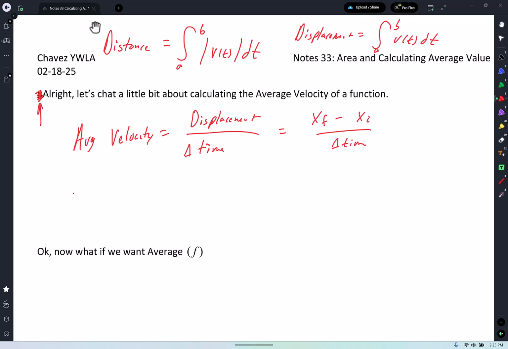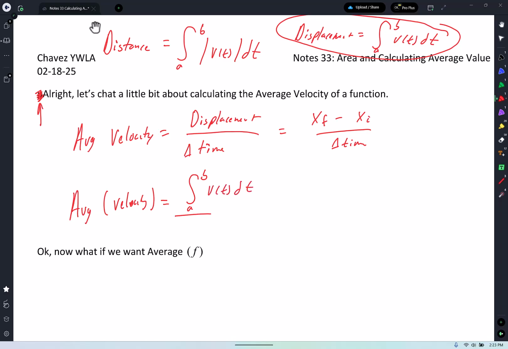In calculus, average velocity is equal to displacement. Here's my symbol for how to do that. Displacement is just the integral from A to B of v(t) dt, and I'm dividing by the change in time. So if A is my lower time and B is my upper time, the change in time must be B minus A. Isn't that cool?